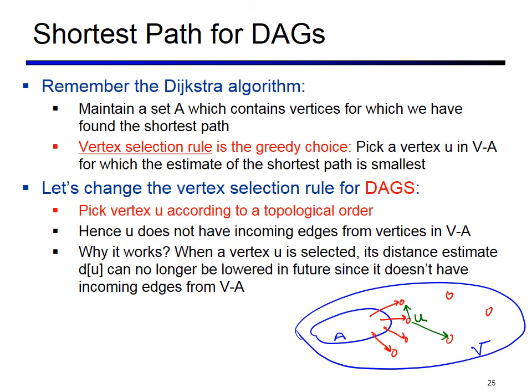The claim is that d of u is at its smallest value. Why? The reason is there is no way that the d of u changes due to a change of d of other nodes in V minus A, because there is no edge from those nodes to u. So possibly if in future d of those nodes changes, it doesn't affect the d of u. So the current value of u at this stage must be its lowest value, meaning that it is the shortest path from the source to the node u.